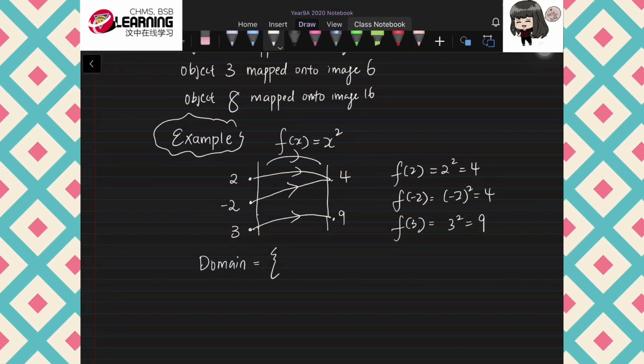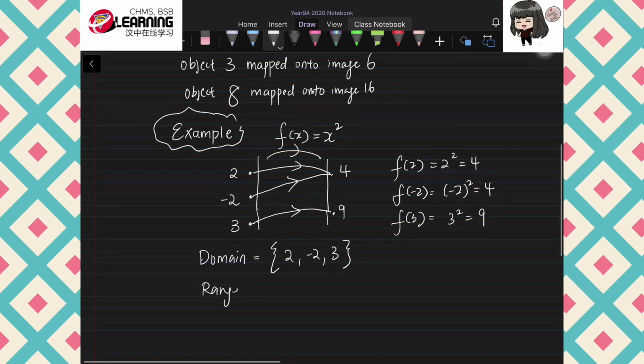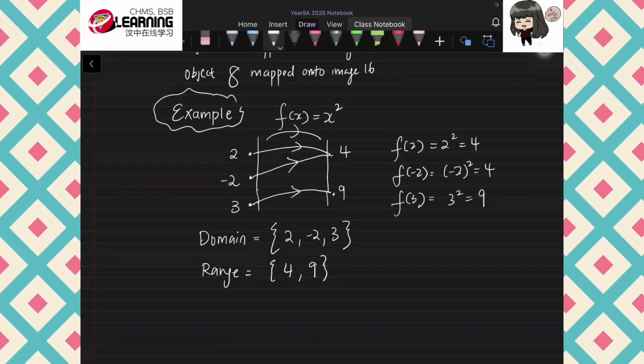can be written down this way: 2, negative 2, and 3. And range is 4 and 9. Okay, so when the question asks you to find the domain, this will be your answer. And if they're asking you to find the range, this is your answer.